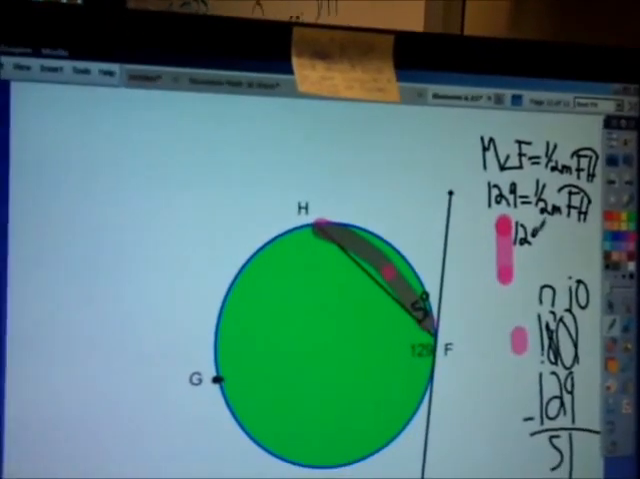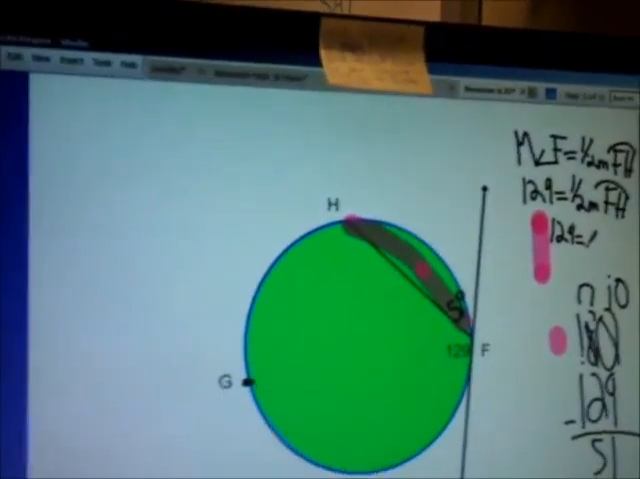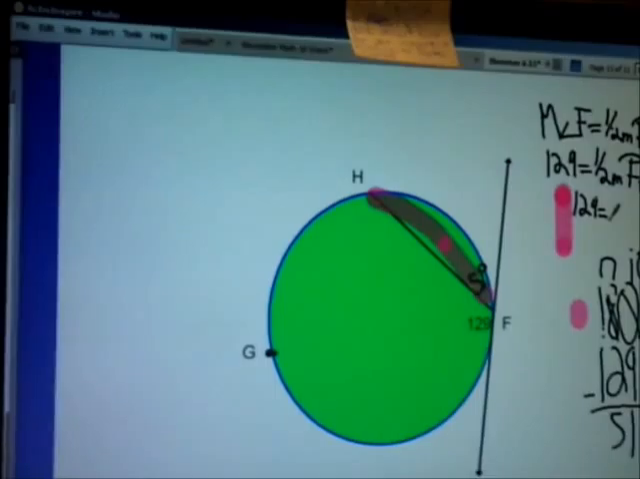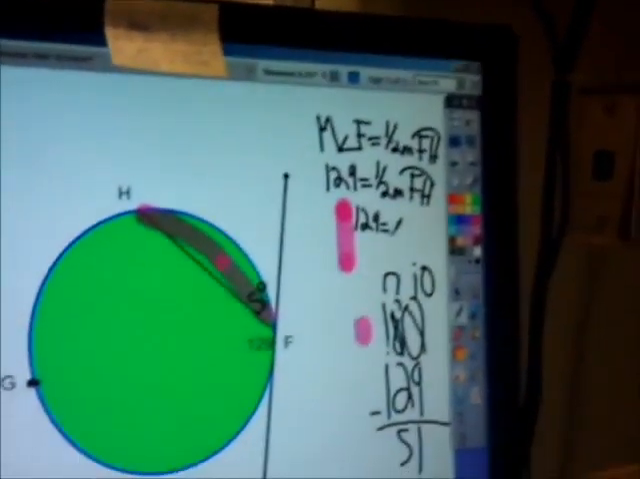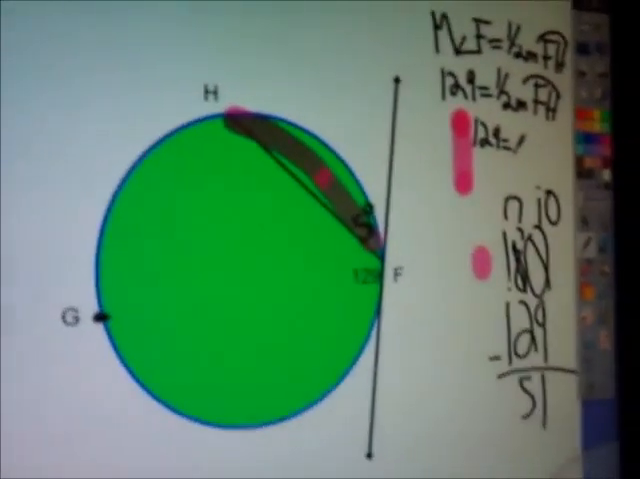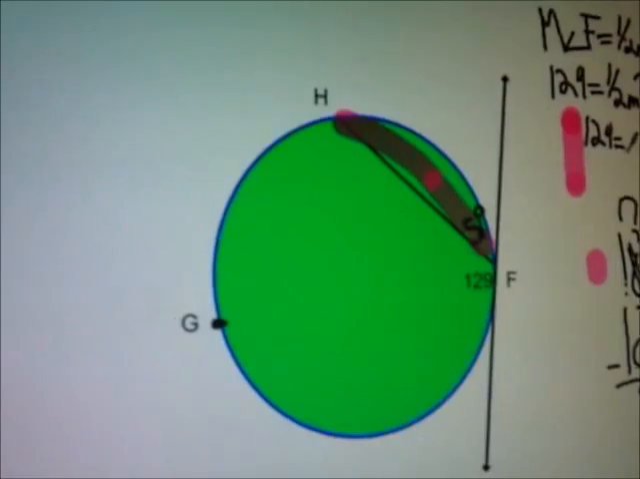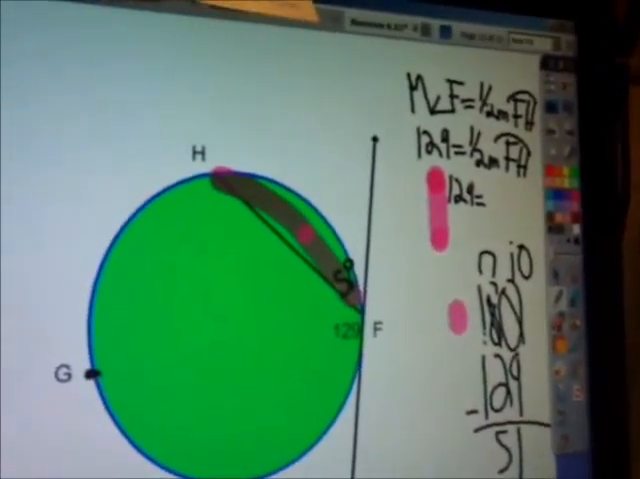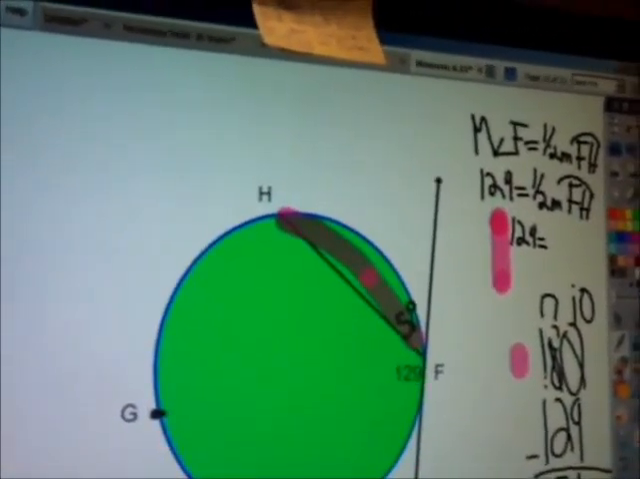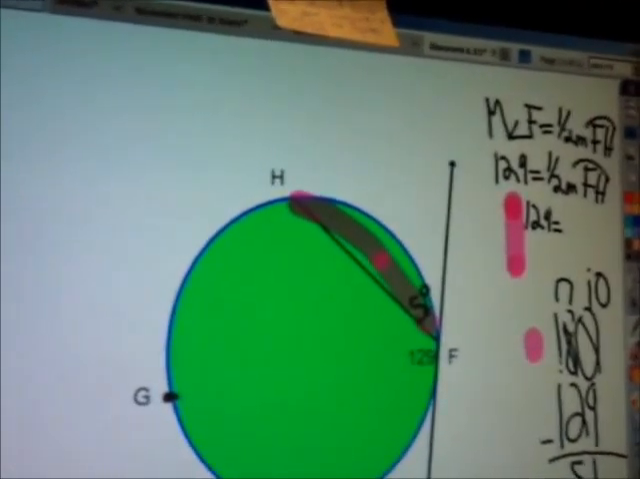We're on the computer. Okay, Kerrion, remember, FH is the minor arc. So we don't, because the angle that we're interested in isn't 129 degrees. And then, remember, the angle measure is half of what the intercepted arc is.